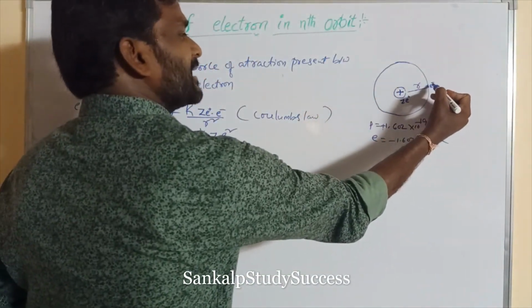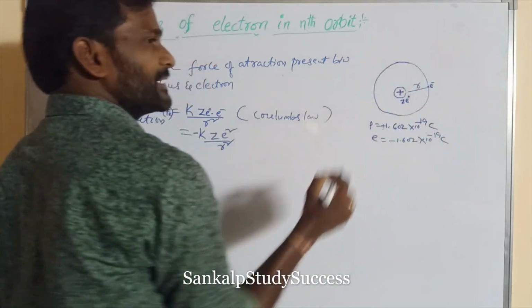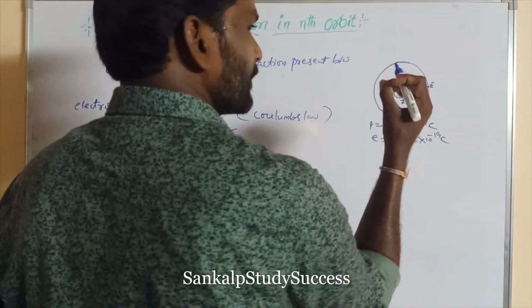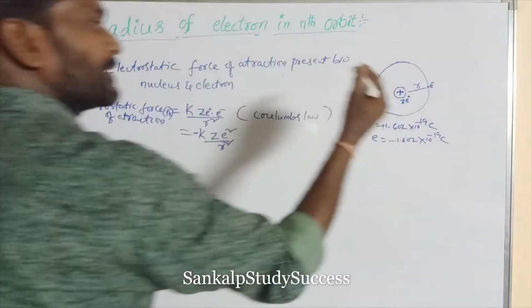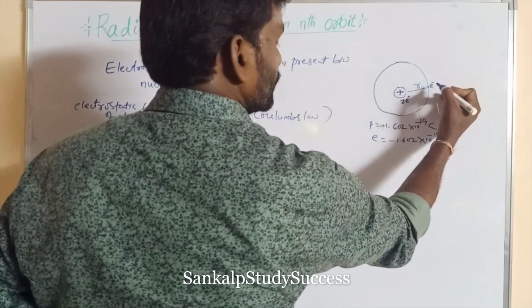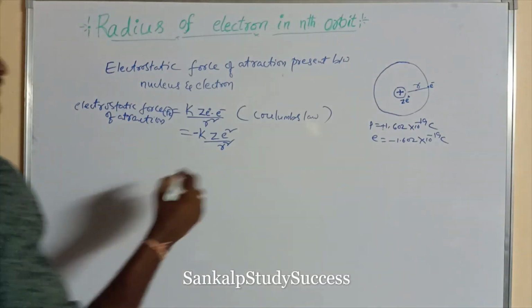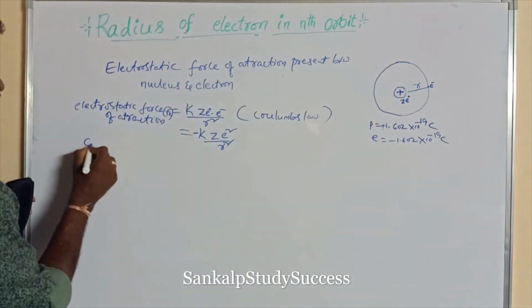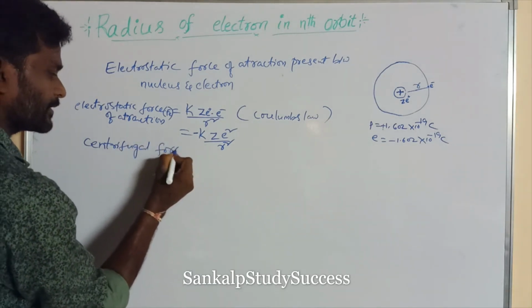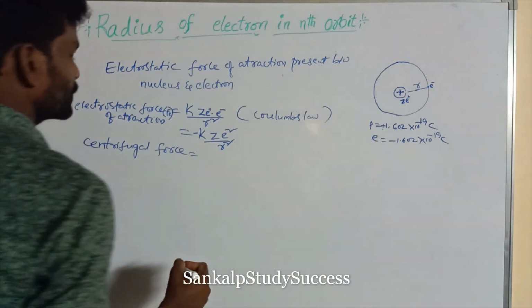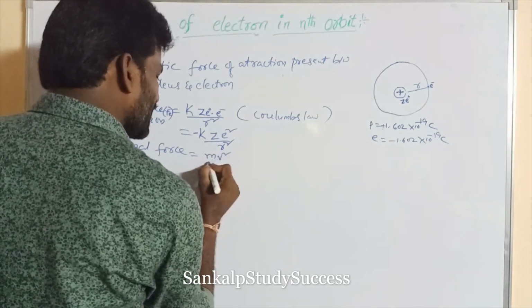But here the electron is present in rotatory motion, so it has a centrifugal force. What is centrifugal force? Centrifugal force is the force acting away from the nucleus. Centrifugal force is equal to mv square by r.